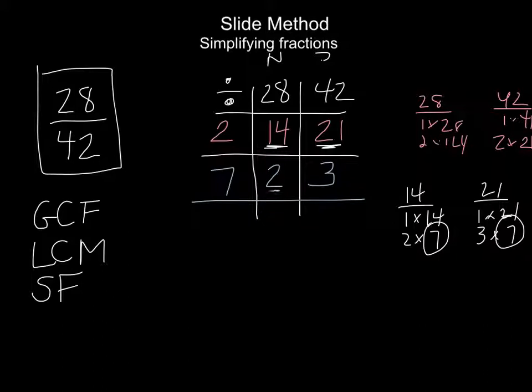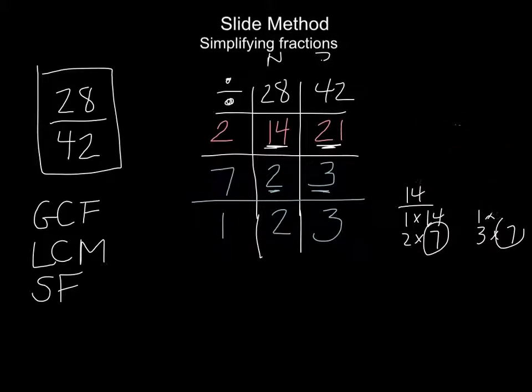So now I'm looking at the numbers 2 and 3. And the only number that I can think of that would divide 2 and 3 evenly is 1. And usually when I see a 1, that means I'm going to be done, because 2 divided by 1 is 2, and 3 divided by 1 is 3. So now let's see what I can find using my slide method. So I'm going to erase my scratch work over here.